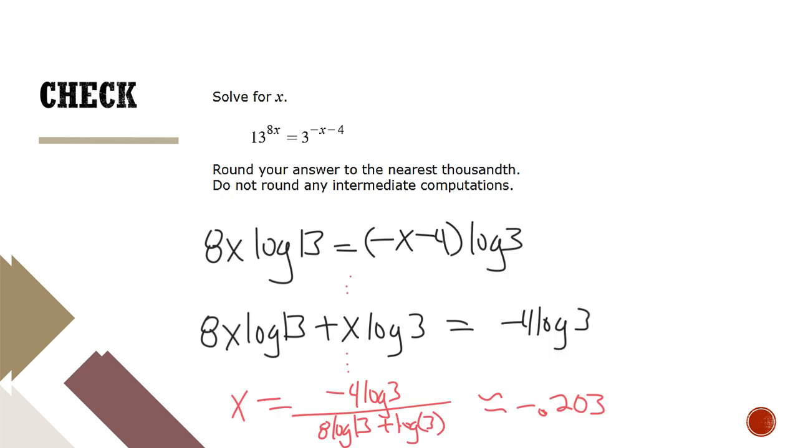So hopefully you tried it. I believe that you'll get negative 0.203. Double check that math. Again, when you divide this, make sure the whole thing is on the bottom. Sometimes, depending on how your calculator runs, you have to put this all in parentheses.